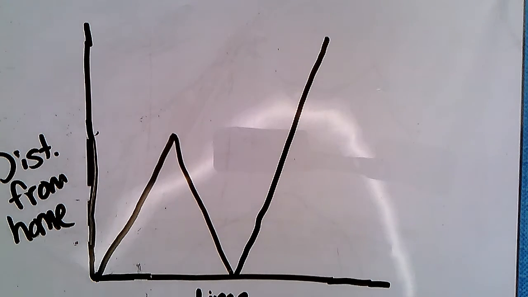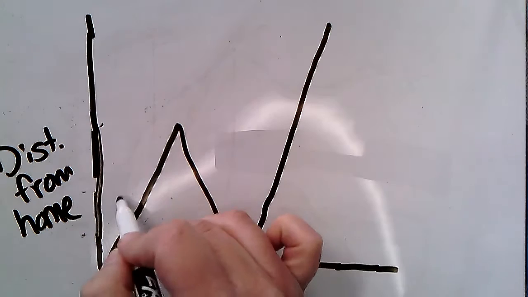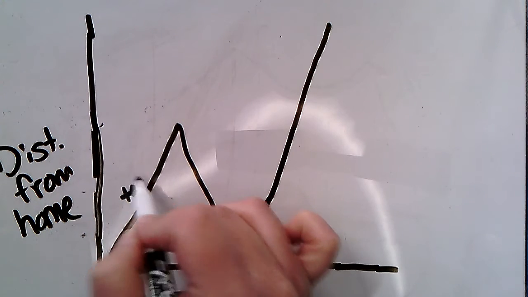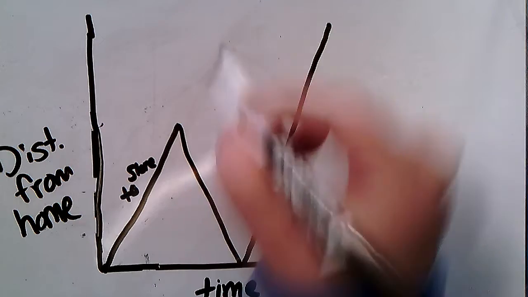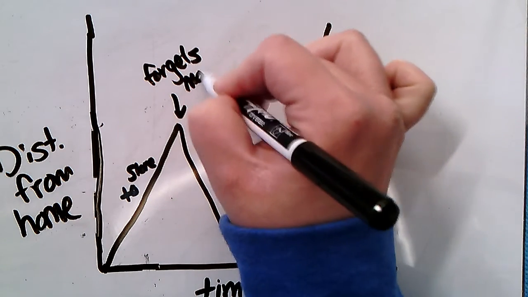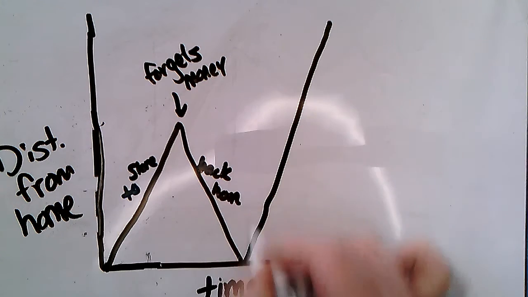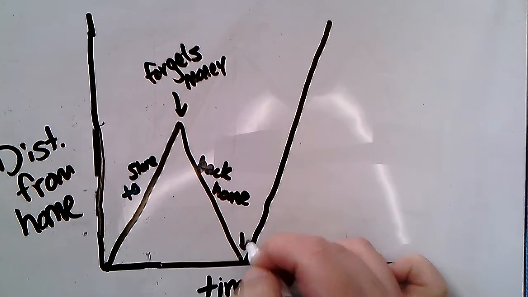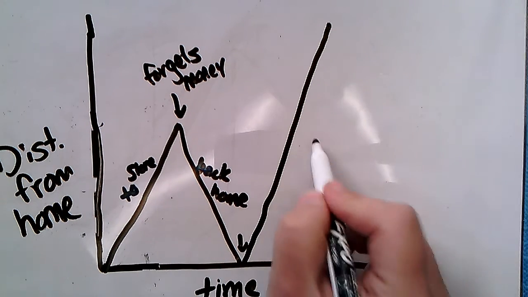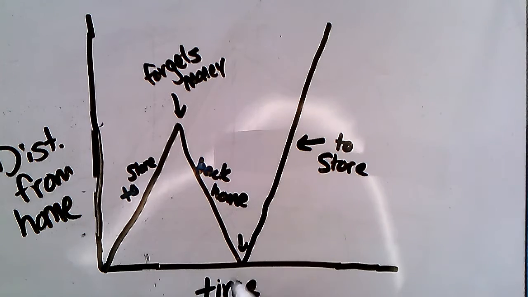All right, so now let's talk about why this is still not totally correct and still not the best graph that we could come up with. Okay, so let me point out here. So she's walking to the store. She forgets her money. Goes back home. Then here she gets her money. I don't have room to write that. And then she goes to the store again. So going to the store, forgets money, back home, gets money, goes to the store.